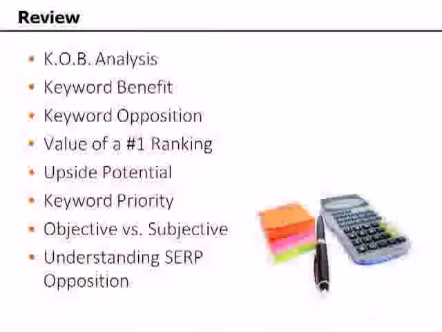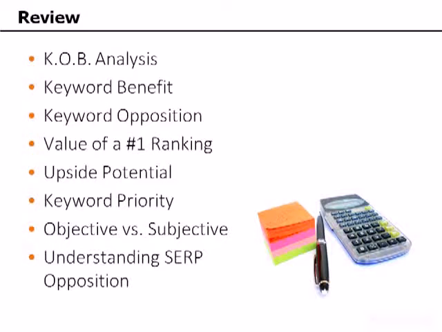So we covered a lot of information in our KOB Analysis demonstration. We looked at what KOB Analysis is, how to compare keyword benefit with keyword opposition and come up with this KOB score, or this KOB ratio, if you will. We looked at what the value of a #1 ranking means and upside potential of moving from a position like 10 to a position like 1 and how you can evaluate that with a spreadsheet. We looked at how that impacts keyword priority, also the opposition of a search result, and the objective metrics that we can look at to determine the opposition level of a search result and how that impacts keyword priority as well.